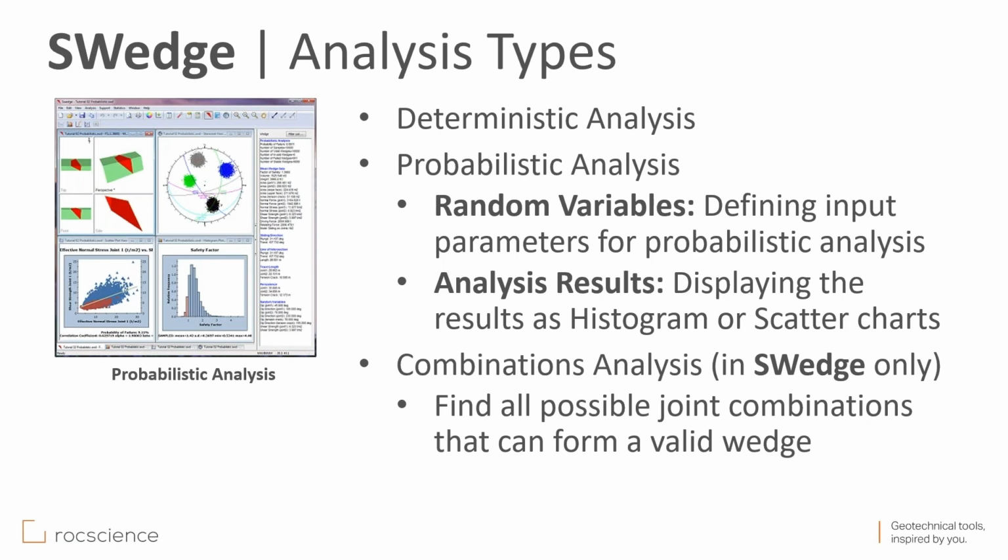In a probabilistic analysis, input parameters can be designated as random variables and assigned a statistical distribution. A probability of failure is obtained from the number of failed wedges divided by the number of samples. Probabilistic results can be displayed in a histogram or scatter plot for a number of parameters. Combinations analysis is something unique to SWedge. Multiple joint planes can be defined, and SWedge finds all possible joint combinations. Both probabilistic and combinations analyses provide us valuable insight into the likelihood of forming a valid wedge and the likelihood of failure.